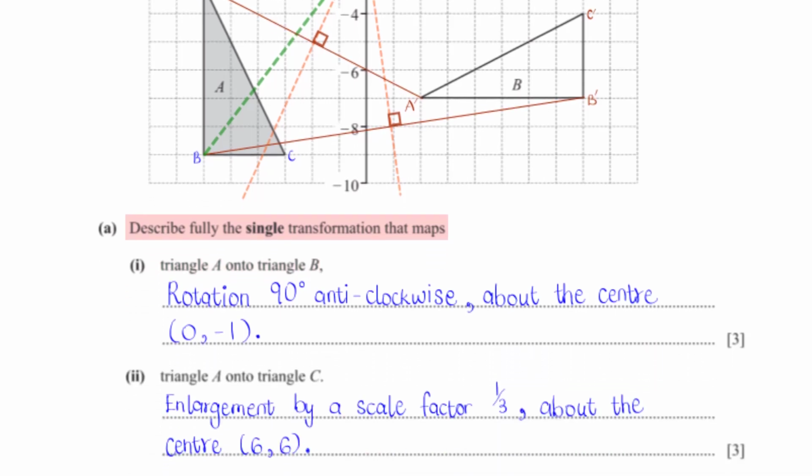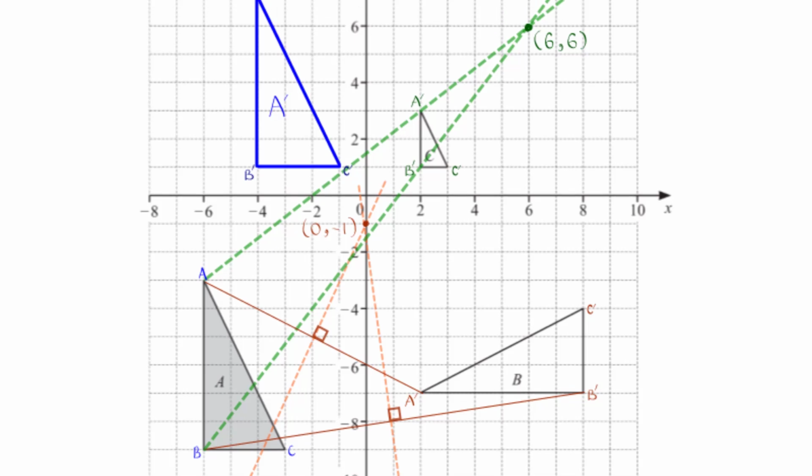Describe fully the single transformation that maps triangle A onto triangle C. So when we look at triangle A and triangle C, straight away we can tell that this is an enlargement by a scale factor of 1/3. The next thing is to determine the center of enlargement.